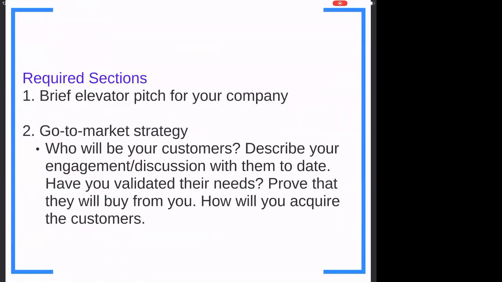First, you'll have a brief elevator pitch for your company. This is for the presentation, just so you know, in class, or for those students who are making a video. Number two, there's something called a go-to-market strategy. Answer these questions. Who will be your customers? Describe your engagement/discussion with them to date. Have you validated their needs? Prove that they will buy from you with some, there are many ways to do this, or how will you acquire the customers?